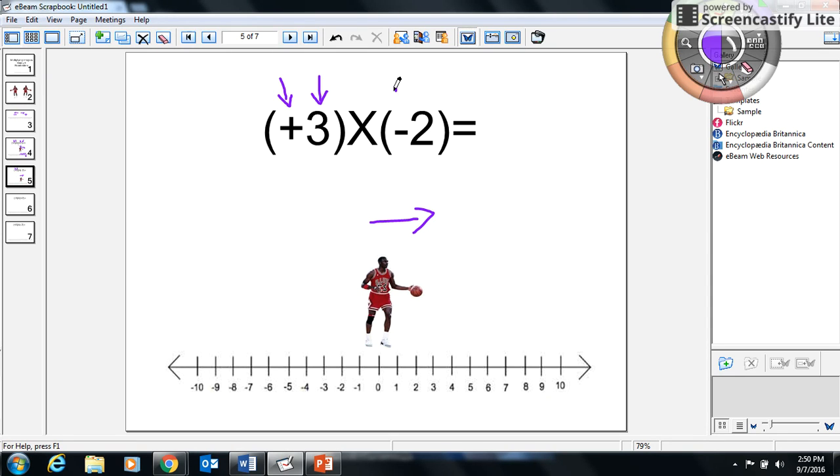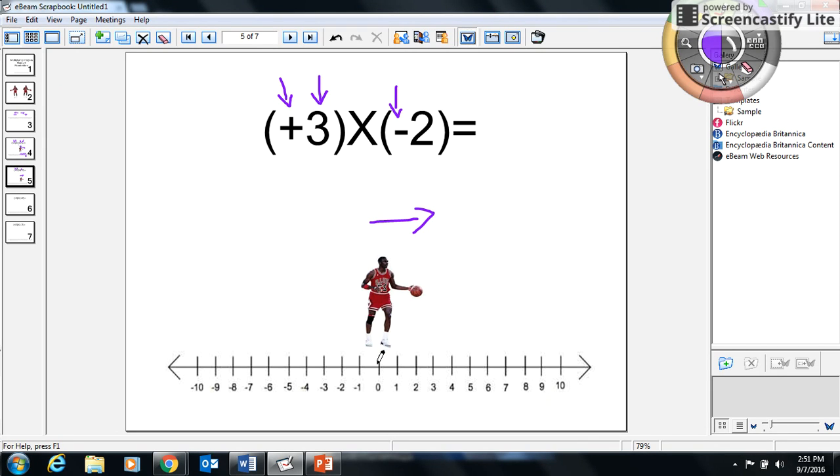Well, in this case, the second number tells me everything I need to know. It's a negative sign. So now he's actually going to be going backwards on his dribble, or the moonwalk. I say he's going to be moonwalking, so he's going to go backwards. How big is each dribble? 2 steps. So let's move Michael Jordan here.